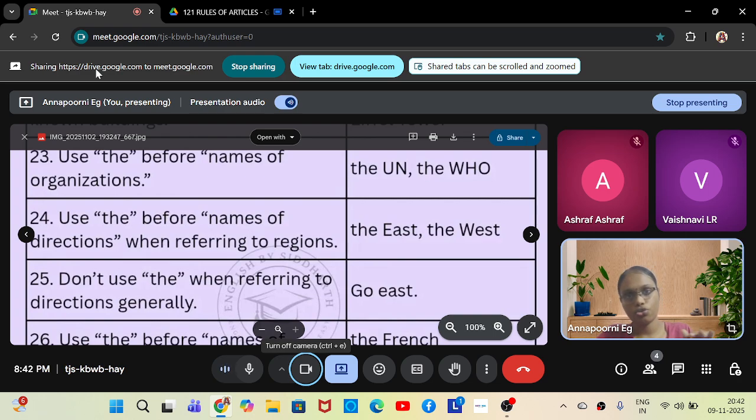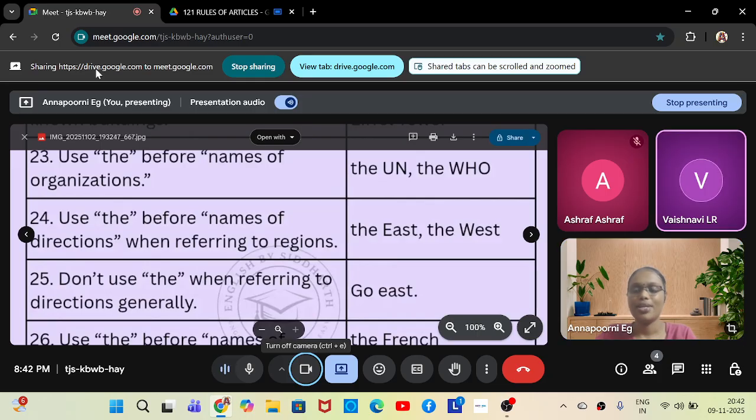Okay. Next is use the before names of directions when referring to regions. When we speak about different places and directions, you can use the. So there are 8 directions. When someone asks you how many directions are there, we say only 4. But there are 8, because north, south, east, west. Then you get northeast, northwest, southeast, southwest. So we say 8 dikku, ashtadikkukal.